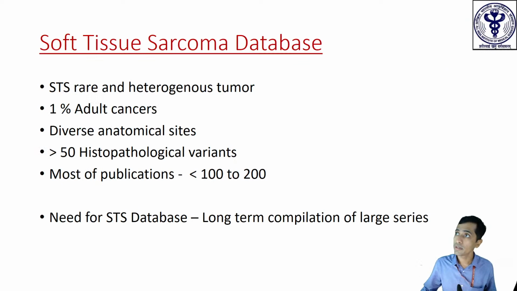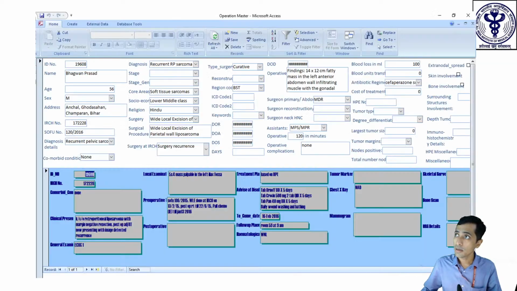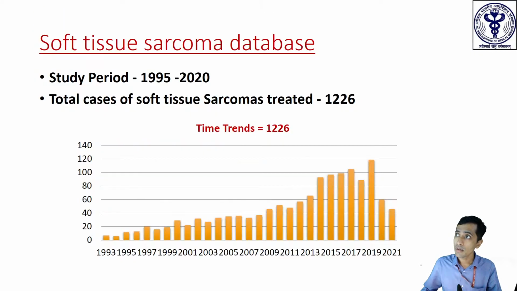Soft tissue sarcoma, as you know, is a rare and heterogeneous tumor, making up less than 1% of adult cancers. It has diverse anatomical sites, more than 50 histological variants, and most publications have fewer than 100 to 200 cases. Hence, there's a need for an STS database for long-term outcomes. As you can see, this is also a similar type of proforma for the soft tissue sarcoma database, capturing the various fields in a systematic way.